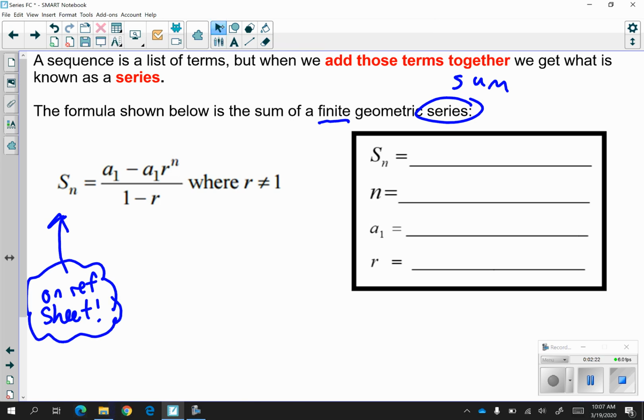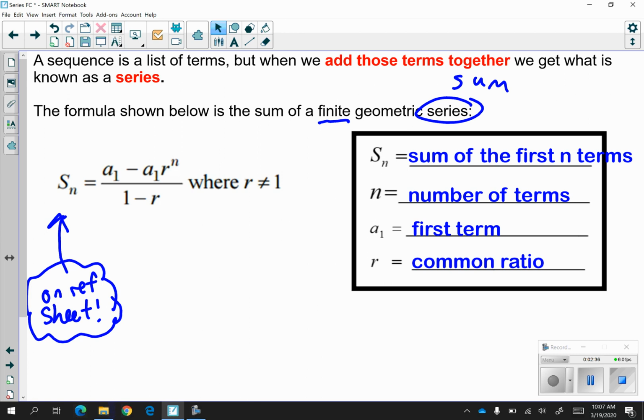So S sub n stands for the sum of the first n terms. N is the number of terms that you're trying to find the sum of. A sub 1 is your first term. And R is your common ratio. Most of these we already know to begin with. Keep in mind that R cannot be equal to 1 because if you have a common ratio of 1, then you get 1 minus 1, which is 0, and that makes it undefined.